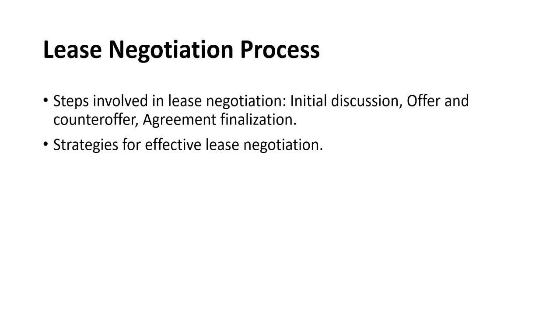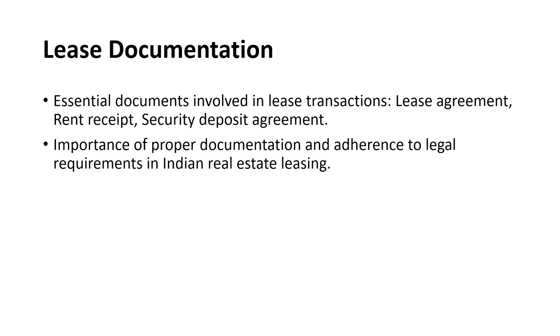Then we come to lease documentation. So the lease agreement is there. We have seen that the lease agreement is the cornerstone of the lease transaction. It outlines the terms and conditions governing the lease relationship between the landlord and tenant. Then we have the rent receipt. A rent receipt serves as evidence of rent payment by the tenant to the landlord. It typically includes details such as rental period, amount paid, date of payment, and property address.